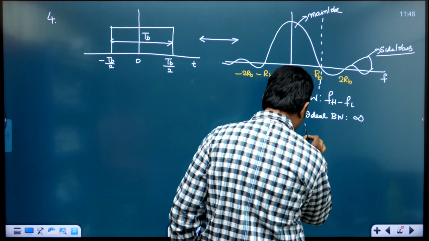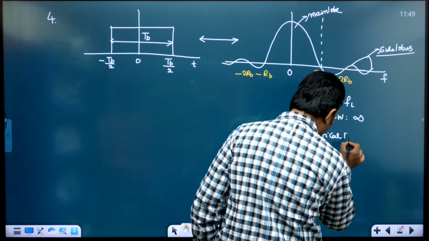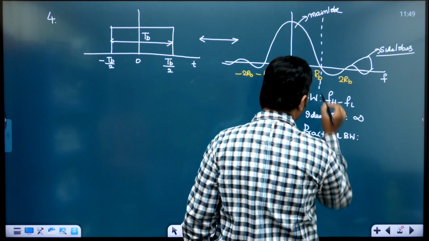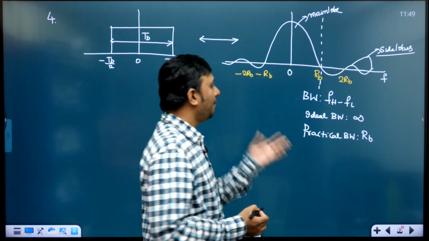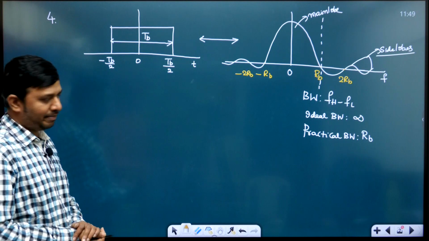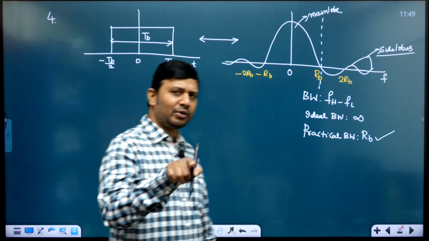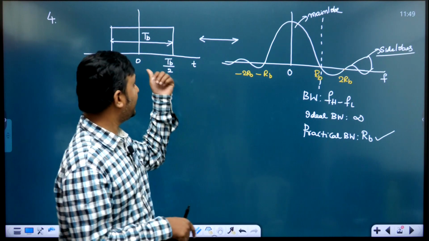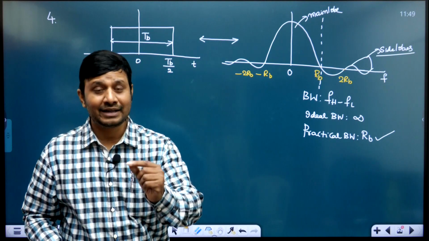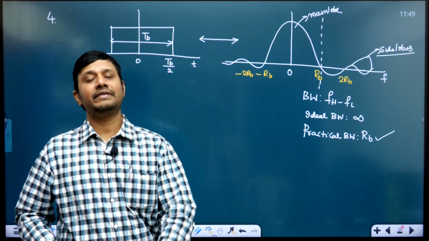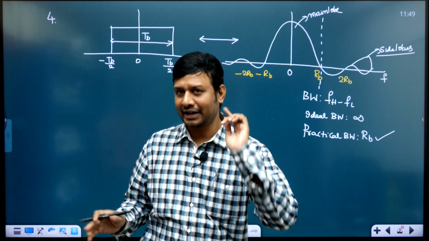So, I can write here that practical bandwidth: the highest frequency component is RB, and the lowest frequency component is 0. So practical bandwidth is taken to be RB, and we are going to consider this bandwidth only. Remember, whenever you use any pulse, like this rectangular pulse, or one more pulse after some time, you must immediately calculate the bandwidth, because bandwidth is an important attribute of a communication system. You should not forget that.